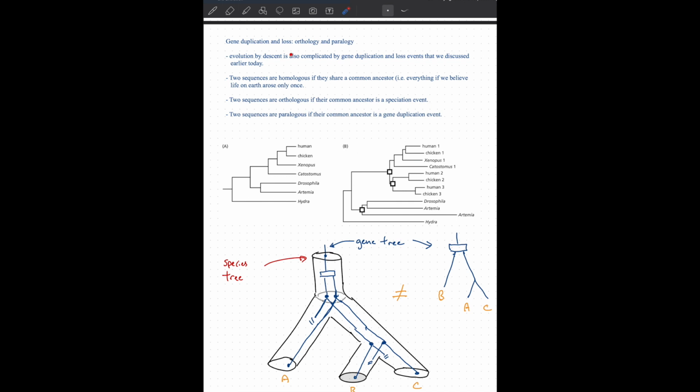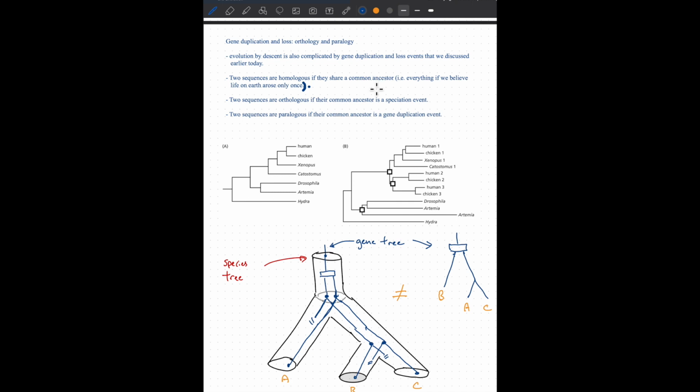And this leads into the concepts of orthology and paralogy, but one thing at a time here. We say that two sequences are homologous if they share a common ancestor, which is kind of vacuous, because if you believe that we aren't coming from Mars, or that life hasn't been seeded more than once, then in fact all sequences trace back to one common ancestor.